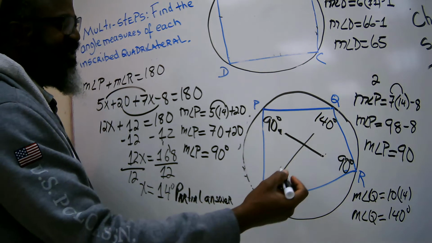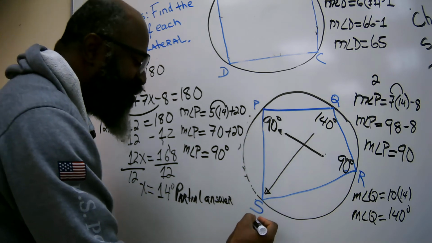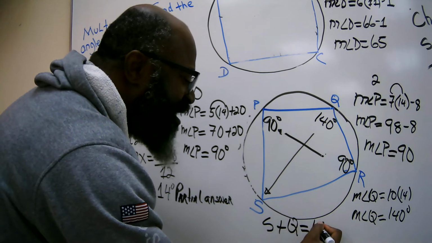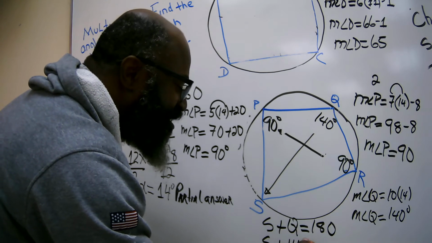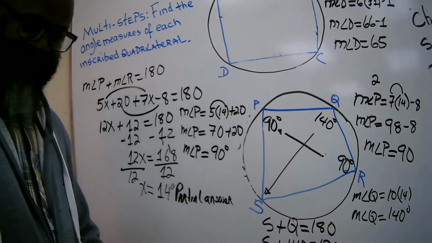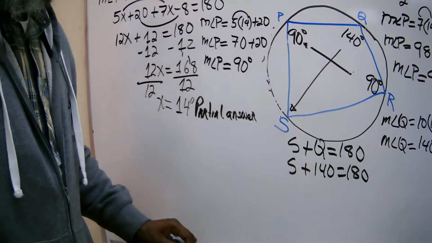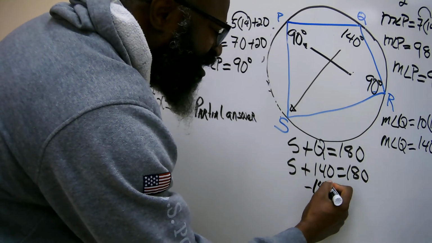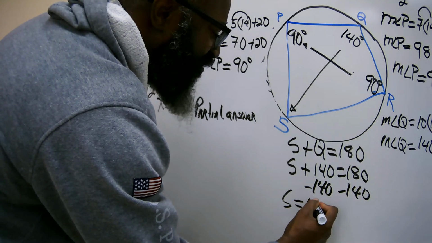And as you can see, those two angles are supposed to add up to 180 degrees. You will have angle S plus angle Q is equal to 180. And we have angle S plus angle Q, which is 140 degrees, is equal to 180. The only thing you have to do is subtract 140 from each side. You will find that the measure of angle S is 40 degrees. Take it home. This is how powerful math is.